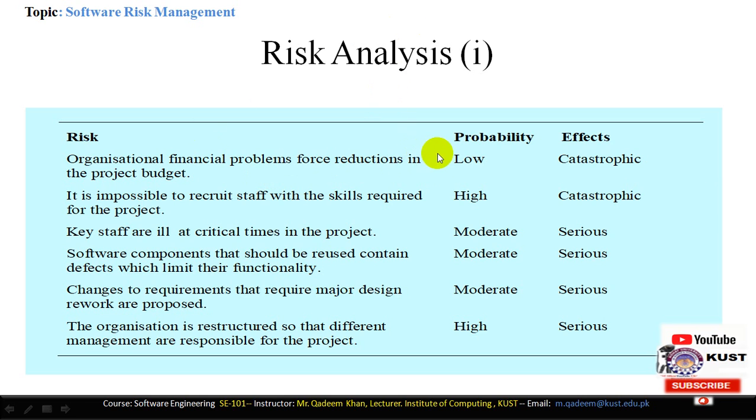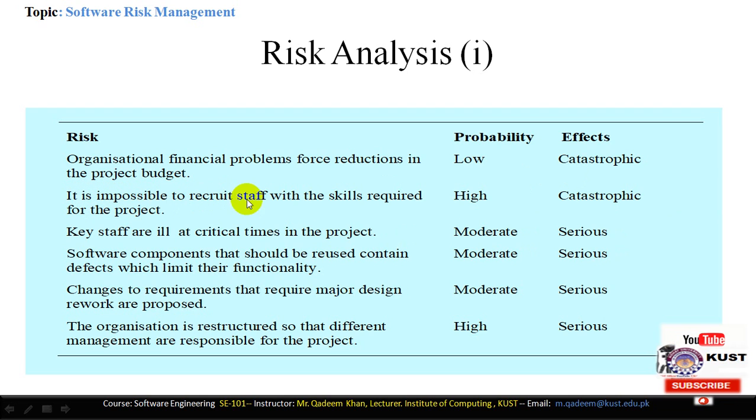So this is low. The probability is quite low. That means it cannot occur so many times. The probability of this risk is very low, but the effects are catastrophic. If this occurs, it will seriously affect the company.